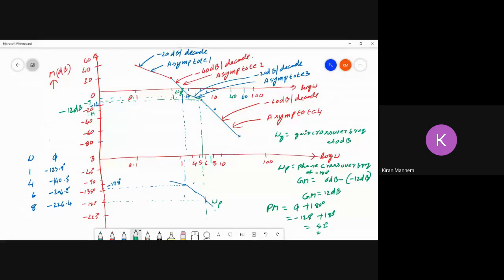Okay, so let us recollect all the points on the Bode plot. First point, we should draw some asymptote lines.